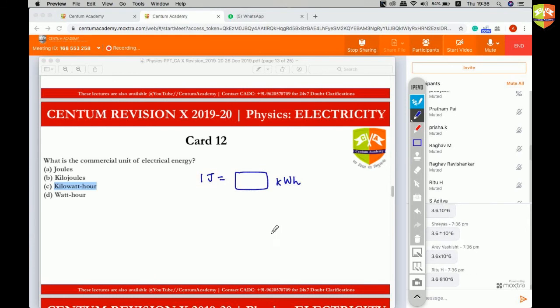What is the commercial unit of electrical energy? Sir? Yes, dear? Sir, just a minute, before the question itself. Tanay and Shruti had asked whether electric field was a vector or not. Electric field intensity is a vector, but it is not associated with electricity. At the beginning also I stated, in the 10th grade syllabus, there is no mention of electrostatics. Electric field is a static feature of electricity, dear. But to clarify your doubt, yes, exactly, electric field intensity is a vector.